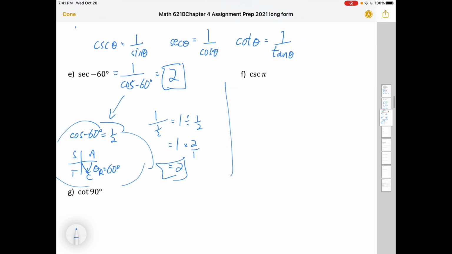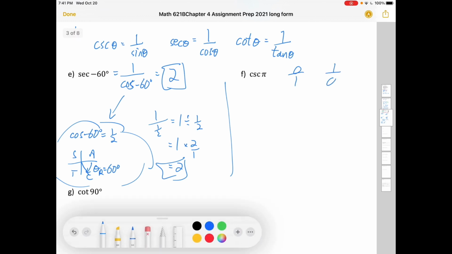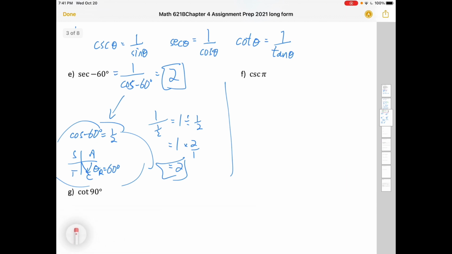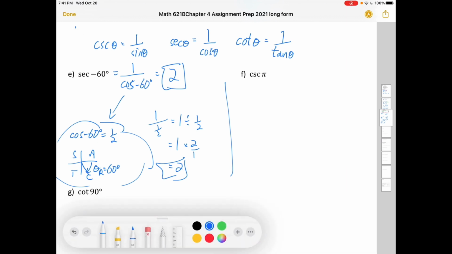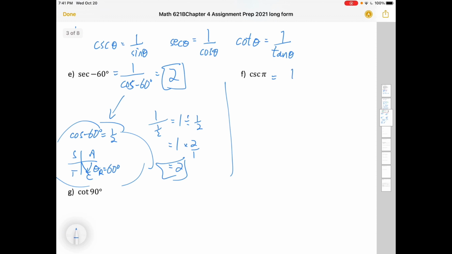A couple of things to remember are that in this context, 0 and undefined are reciprocals of each other, because 0 would come from something like this, and undefined would come from something like this. So let's check out what's going on with cosecant of pi. I'm going to think of it as 1 over sine pi, and I'm going to think about the sine of pi.